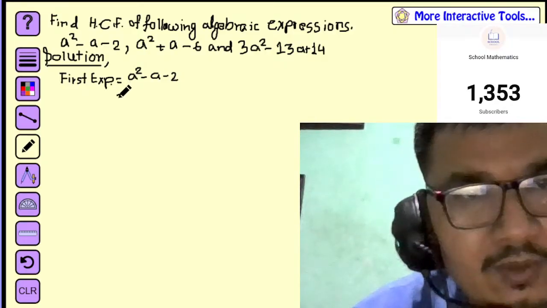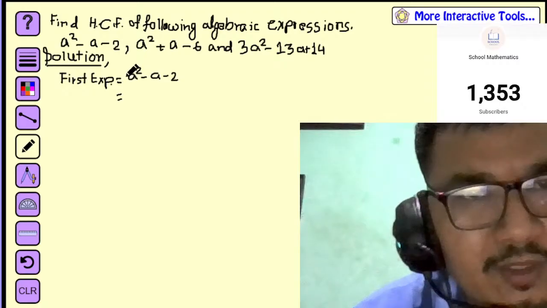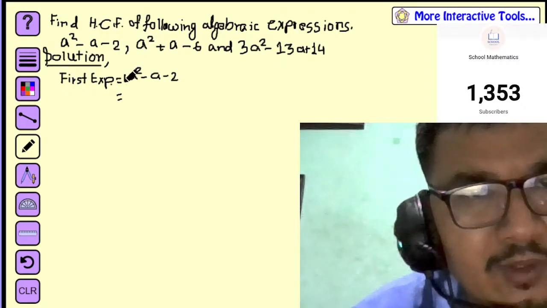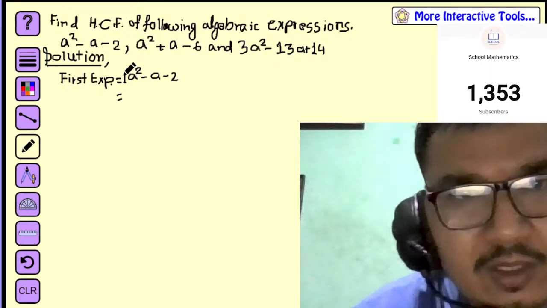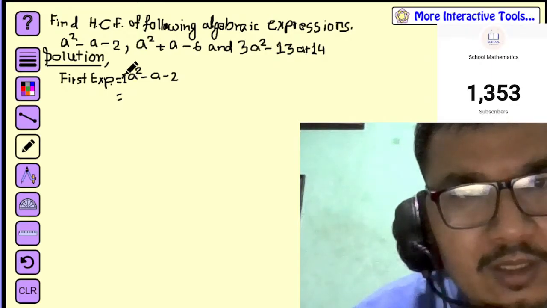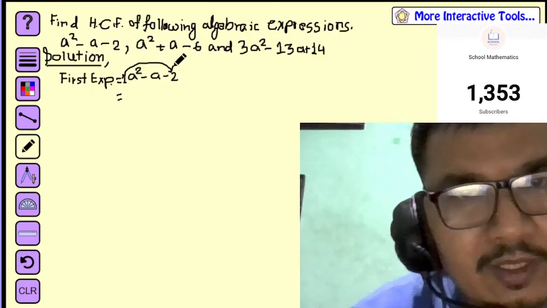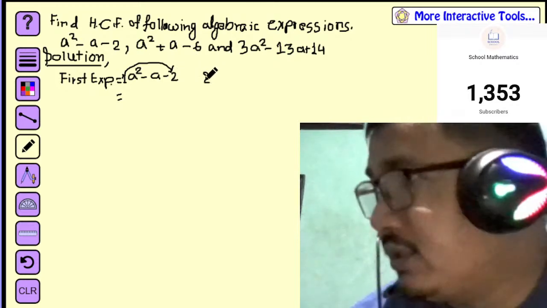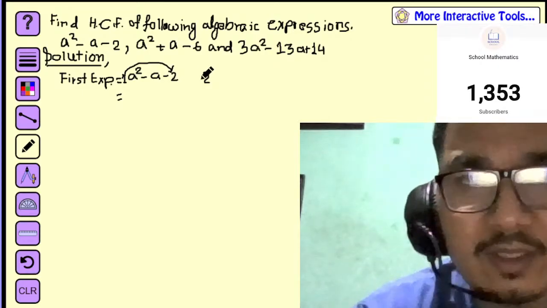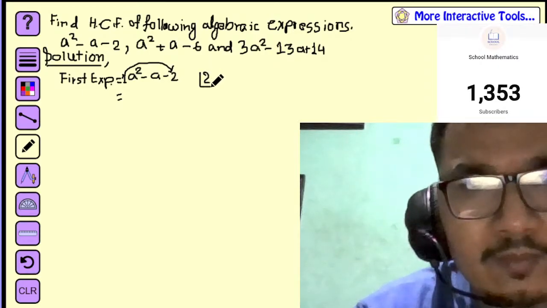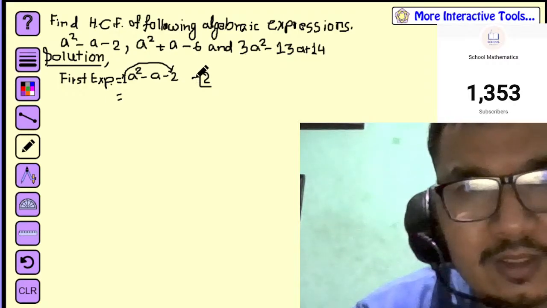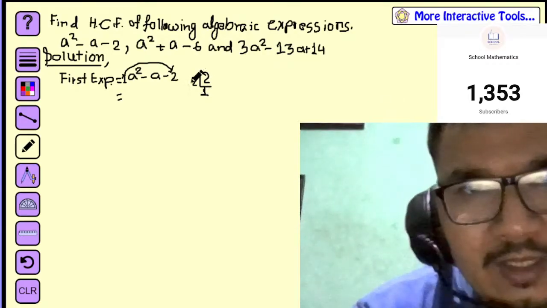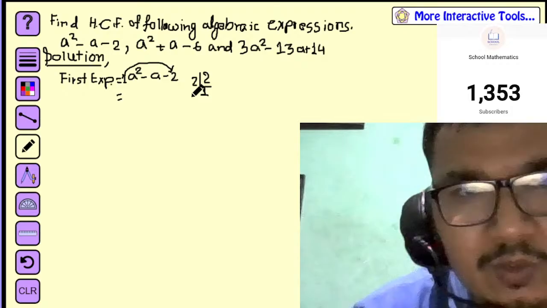Okay, and look children, first of all, what is the coefficient of this one? Okay, this a square is 1. The coefficient of a square is 1. Then we have to multiply this 1 and this last term. This and this multiply, and 1 times 2 is 2 comes here. And we have to factorize this 2. Okay, we know its factors are 2 and 1 only, right?